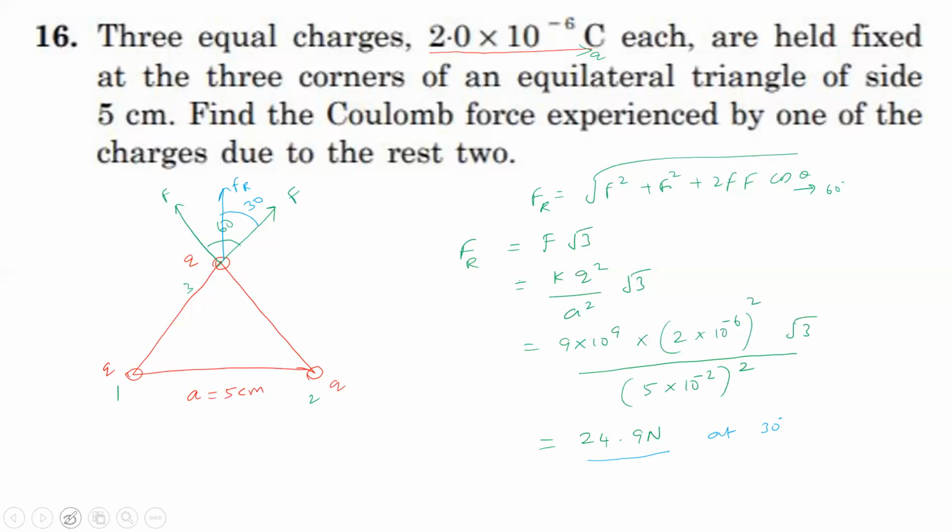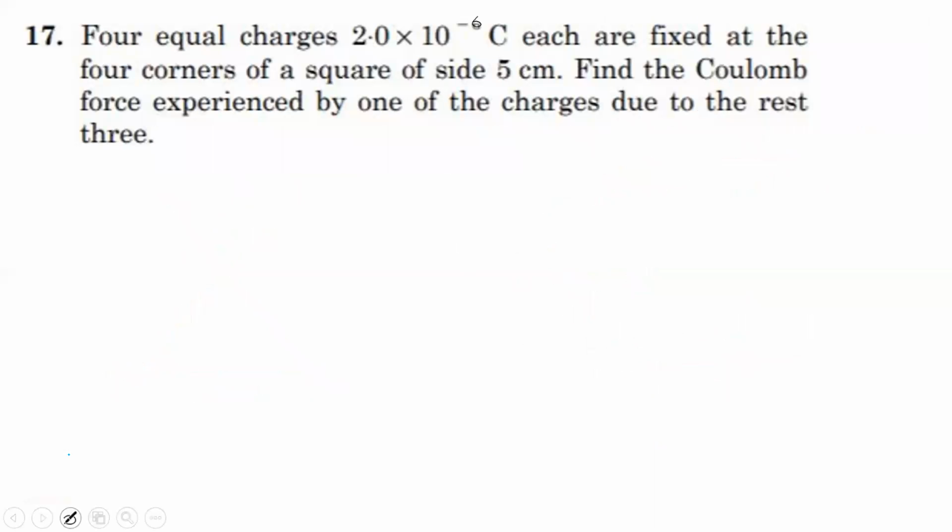Let us solve another problem. Four equal charges, each 2 × 10^-6 coulomb, are fixed at the four corners of a square of side 5 centimeter. Find the Coulomb force experienced by one of the charges due to the rest of the three.